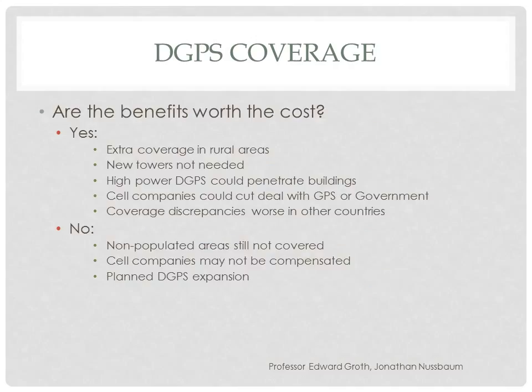As we look at differential GPS coverage, DGPS coverage, are the benefits worth the cost? On the yes side, we see extra coverage in rural areas coming along. New towers are not needed in areas that have existing coverage. DGPS can be added to existing towers. High-power DGPS could potentially penetrate buildings and has potential to bring location services to many new environments. This would benefit government and also private industry, where industries need and want better location services. On the negative side, there are still substantial areas of the United States where low population densities exist, which are not covered by DGPS. And where cell phone companies may not be compensated, there needs to be a better plan for DGPS expansion in the future.